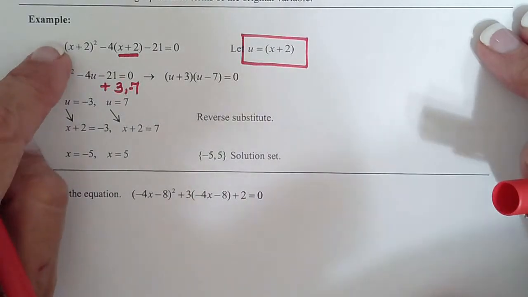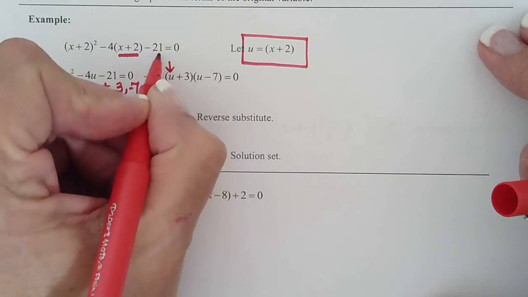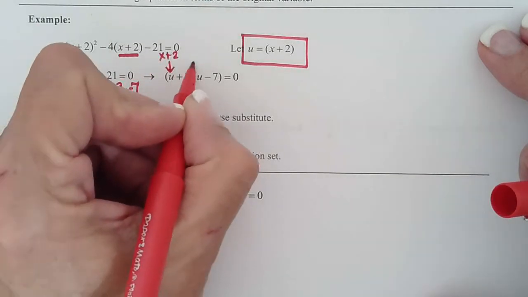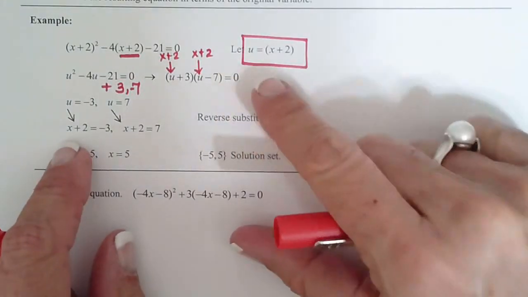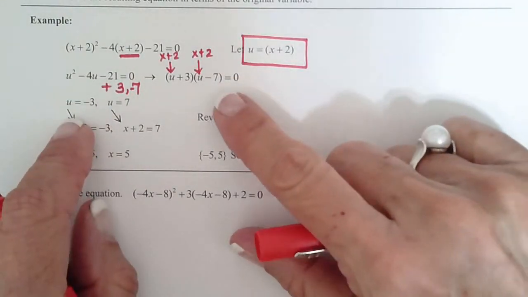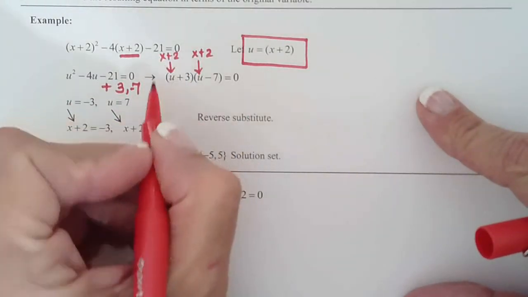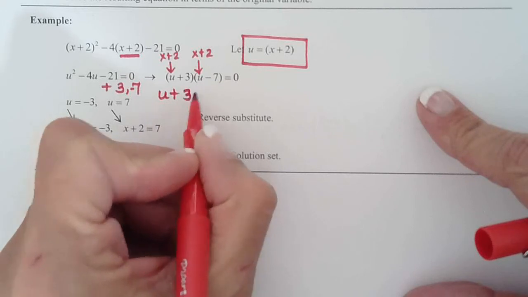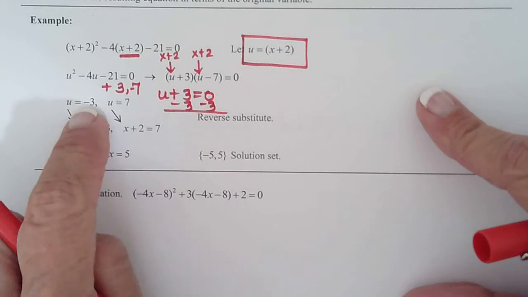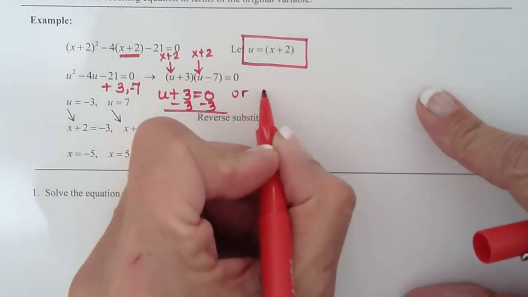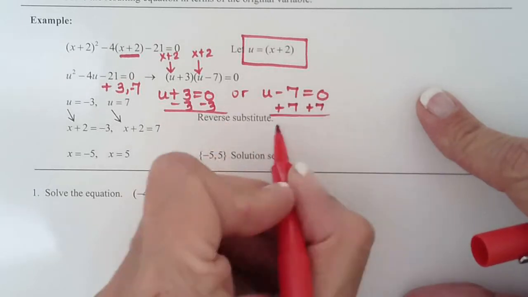But then we have to keep in mind this is not a u problem. So now we have to plug x plus 2 back in order to finish solving. So this is called back substitution. So then we get, oh, I went ahead and solved first. Okay, never mind. So let's not do that yet. So then we say u plus 3 equals 0. So u equals negative 3. And then we say or u minus 7 equals 0. Add 7 to both sides, and we get u equals 7.